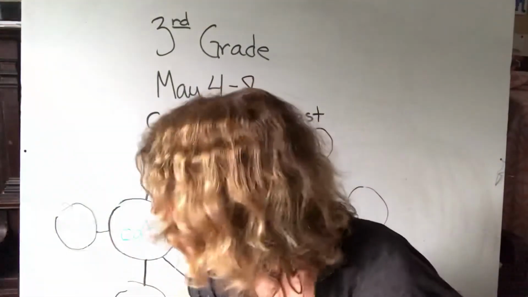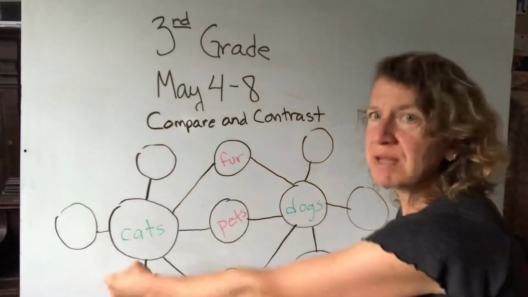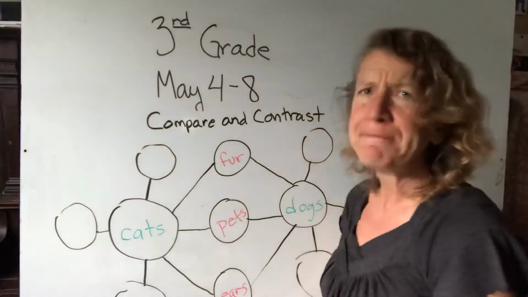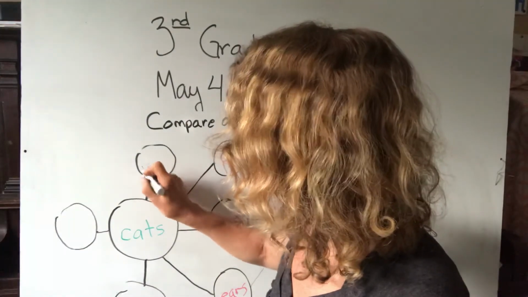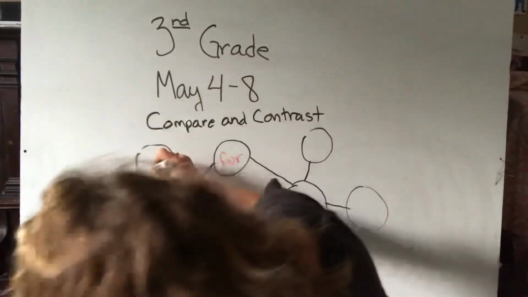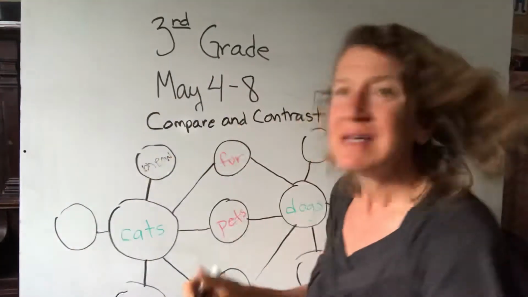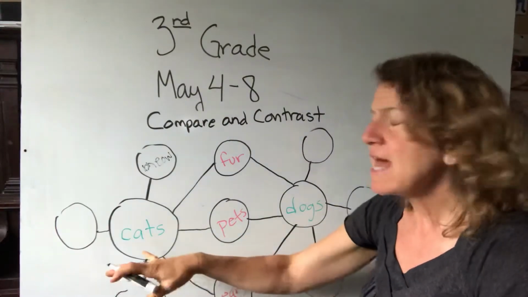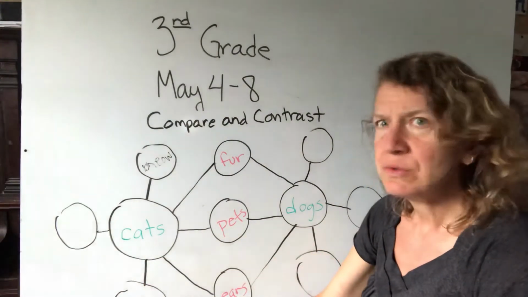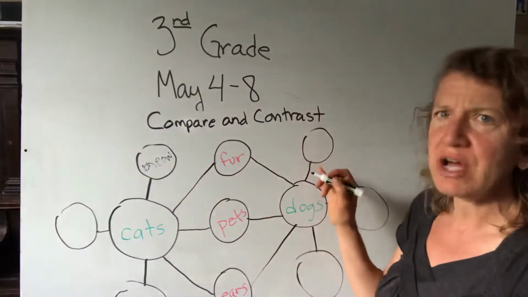Now, I'm going to look at things that are different. Things that only apply to cats. Okay? Cats say meow. Oh, my pen doesn't want to work. Okay. Cats say meow. Dogs don't say meow. Okay. Cats. I'm going to have to think. Let me go over to dogs.